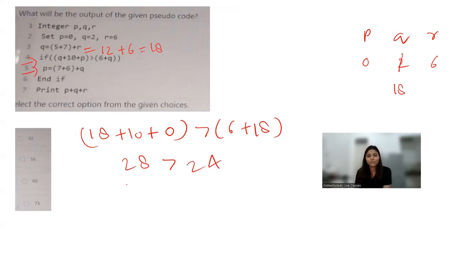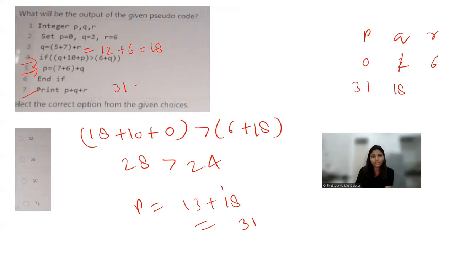We will update the value of p as well. So p will be 7 plus 6, that means 13, plus q. Q was 18. So 13 plus 18 will be 31. So p is now 31. And here we need to print p plus q plus r. So 31 plus q, which was 18, plus r, which was 6. So it will become 31 plus 24, so it will become 55.